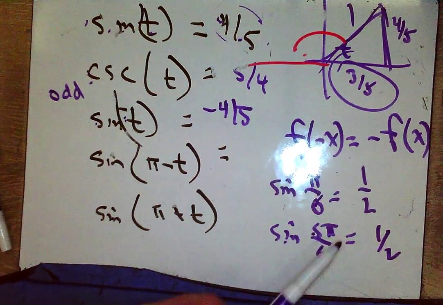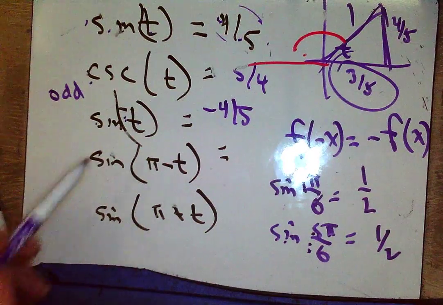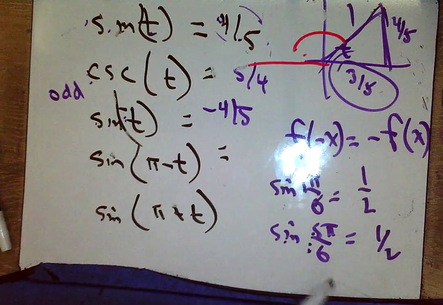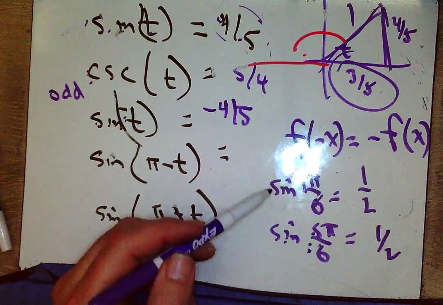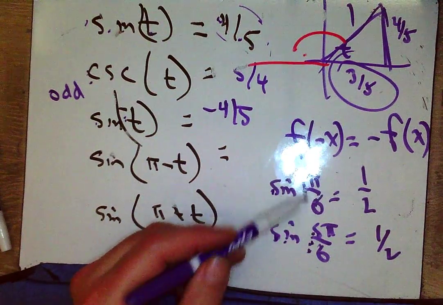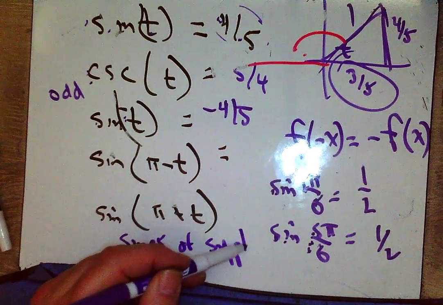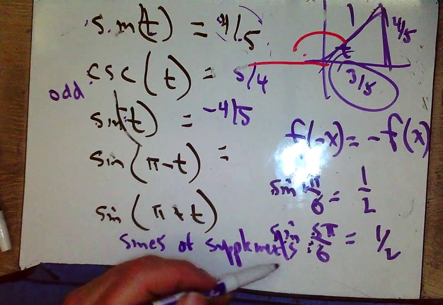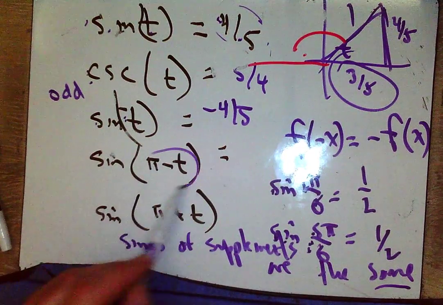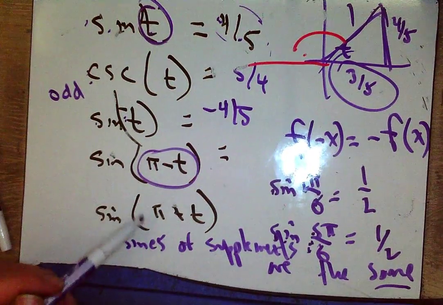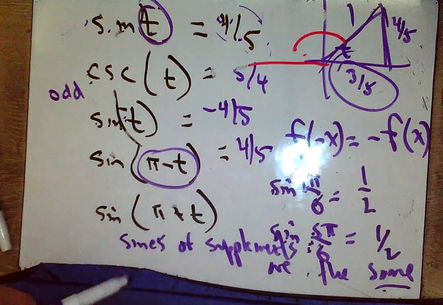Now, these angles are supplements. Remember, supplementary angles add up to pi. So pi over 6 plus 5 pi over 6 would be 6 pi over 6, or pi. And what do we notice about the sines of supplements? Sines of supplements are the same. Okay, so this is the supplement of t. And the sines of supplements, they're the same. So this should be 4/5.